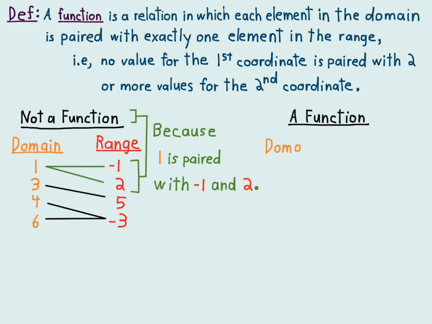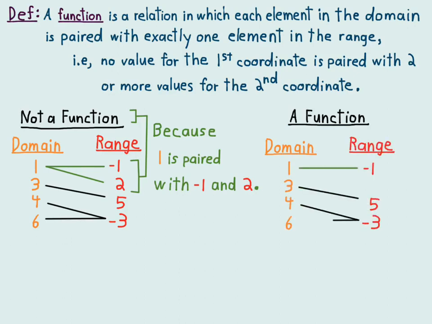So this is an example of something that is a function. I just took the previous one and altered it slightly. I took out the 2 in the range. So I no longer have 1 going to 2, like I did here, right? Here I have 1 going to 2, and here 1 doesn't go to 2. 1 just goes to negative 1. So 1 is paired with exactly one number in the range, negative 1.